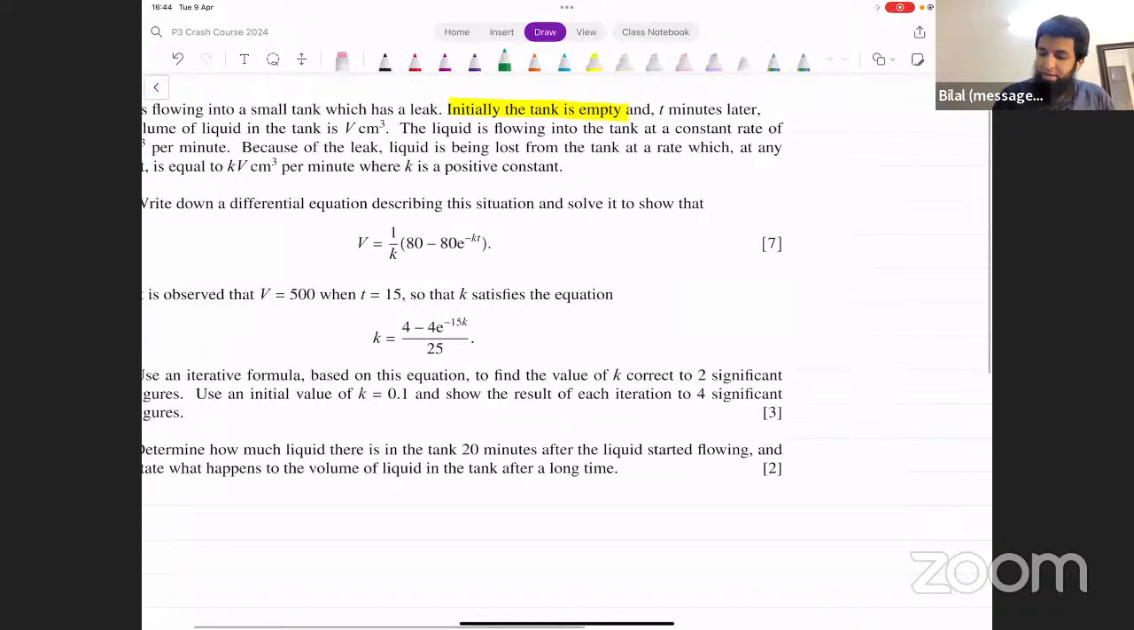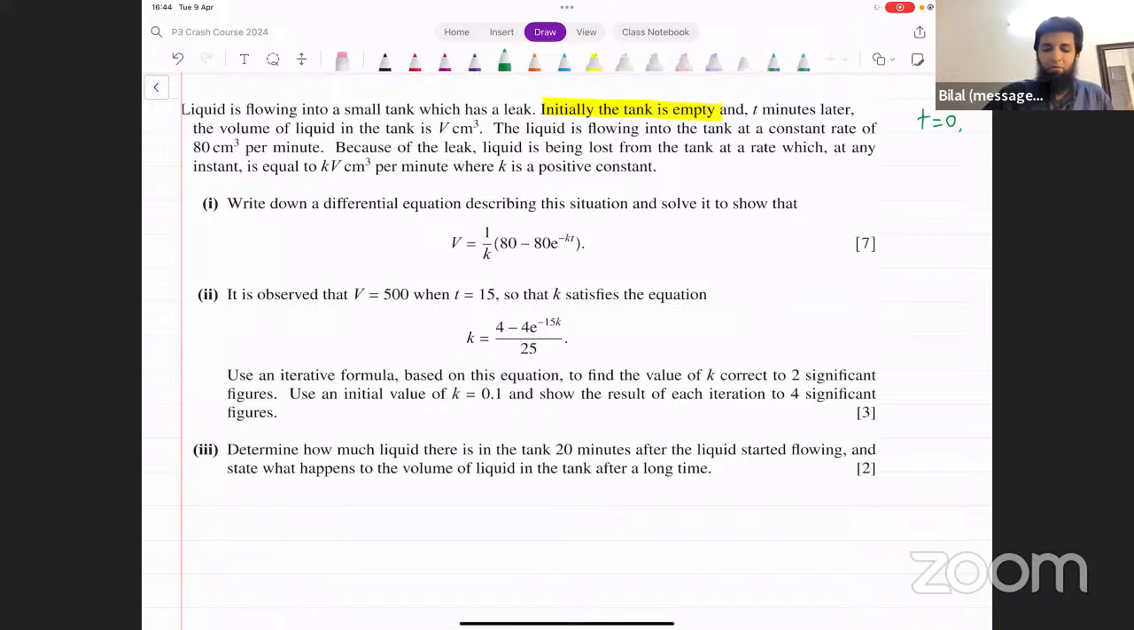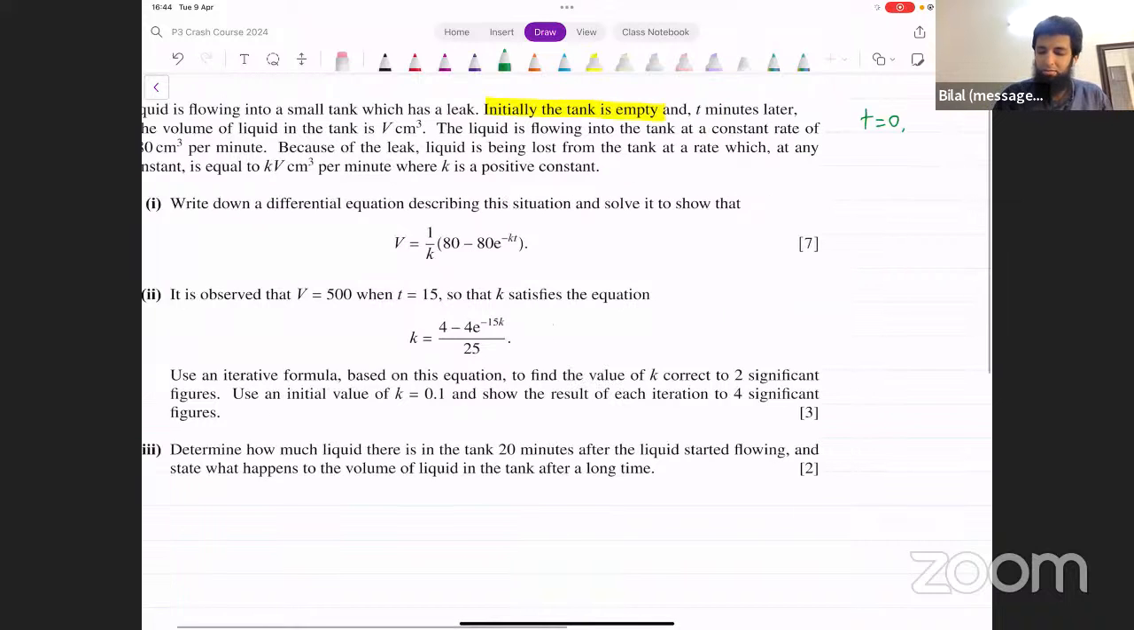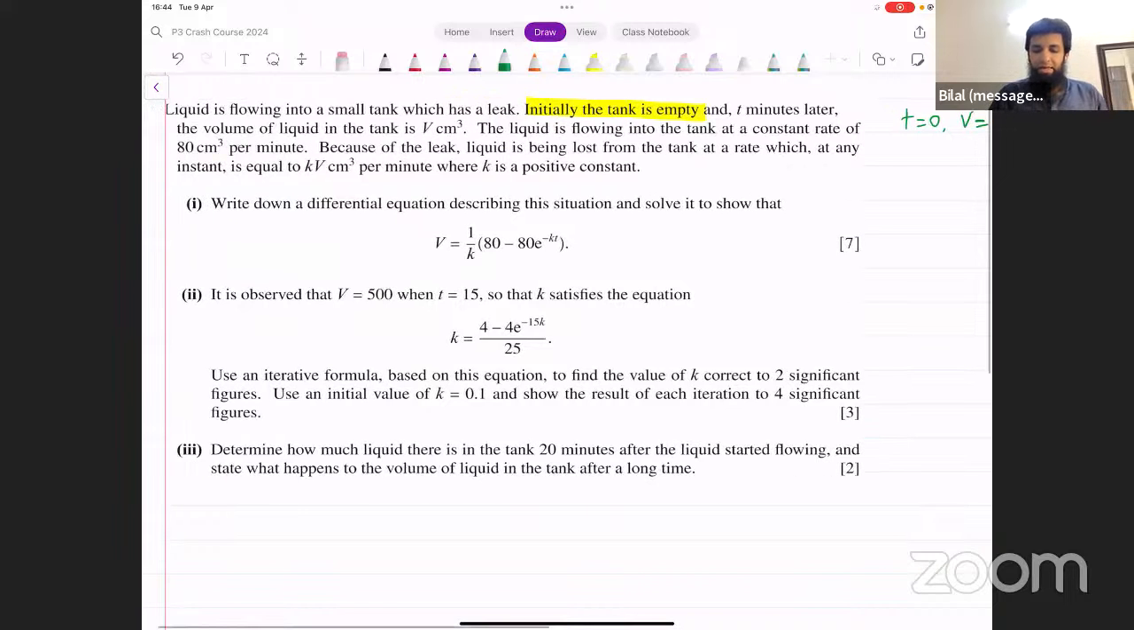It means when time equals 0, the volume of liquid in the tank is equal to 0 because it's empty, right? And then t minutes later, so that's the variable that you've got, t minutes later, the volume of liquid in the tank is V centimeter cube. So one variable is t, that represents time in minutes, and another variable is V, which represents volume.